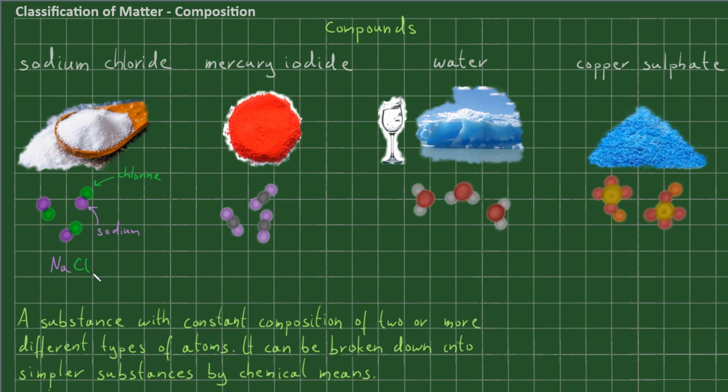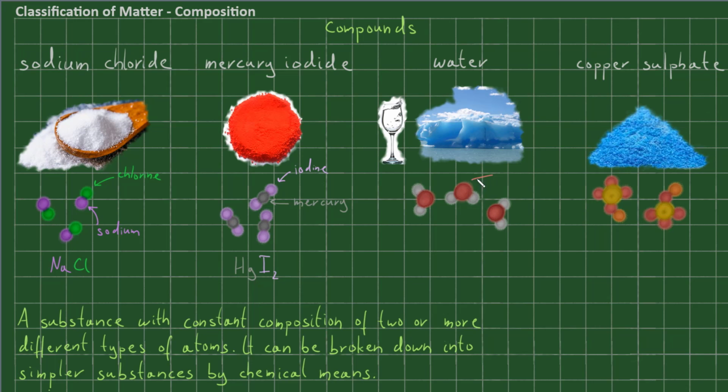We will talk about chemical formulas later on. For now, you need to know that each type of atom has its own symbol. In case of sodium, the symbol is Na. In case of chlorine, the symbol is Cl. In case of mercury iodide, two iodine atoms combine with a single mercury atom. The chemical formula for mercury iodide is HgI2, Hg indicating the mercury, I indicating the iodine, and the little 2 in the subscript tells me that there are two of them.